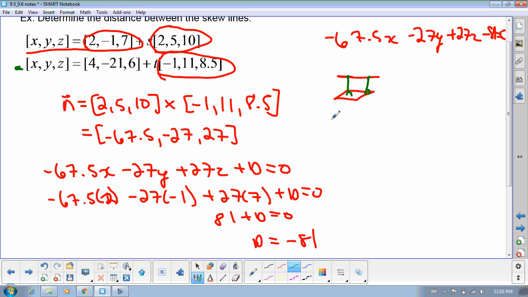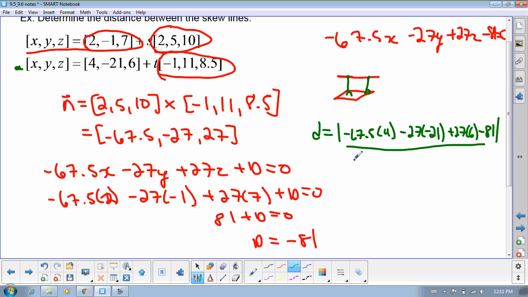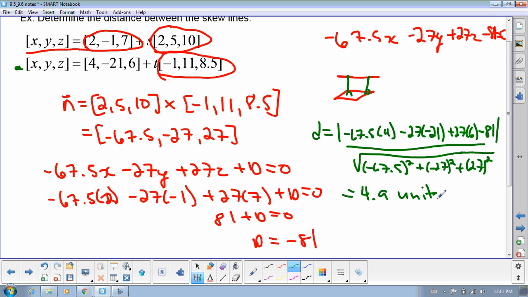So I have d equals absolute value of negative 67.5 multiplied by 4 minus 27 multiplied by minus 21. And then I have plus 27 multiplied by 6 minus 81 all over square root of negative 67.5 squared plus negative 27 squared plus 27 squared. Now, because we have decimals here already, we're going to use our magical calculators and find 4.9 units as our distance.